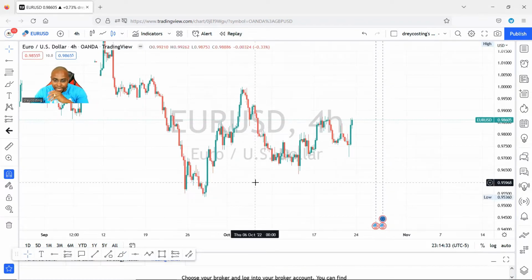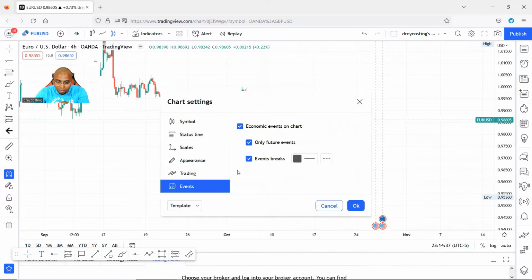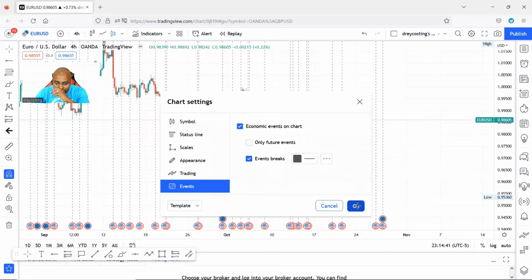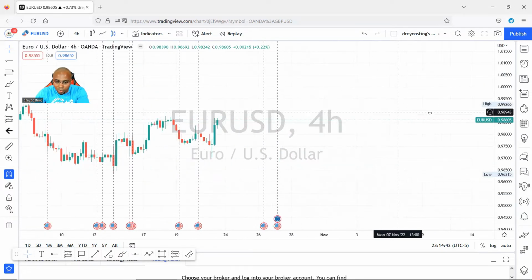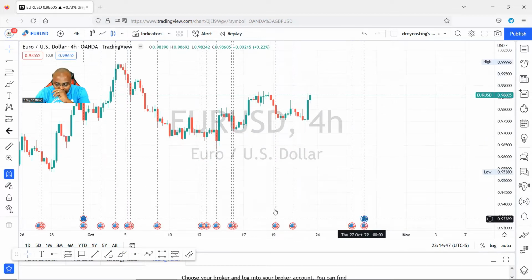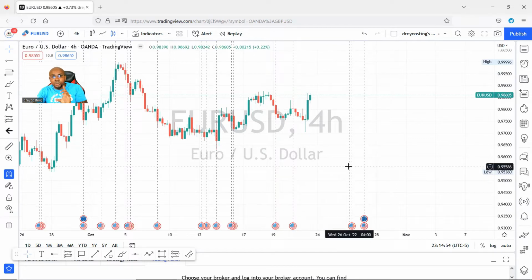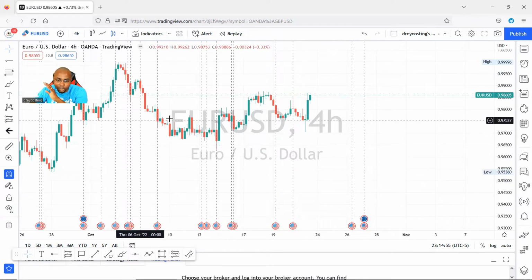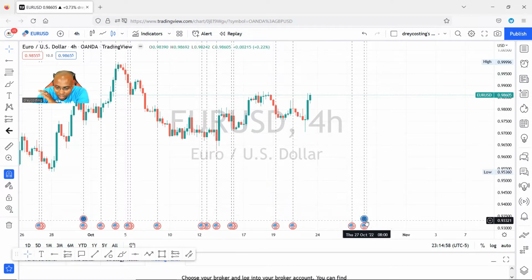Being that we are doing a demonstration, let's bring up the past ones so I can show you guys how this works. Firstly, the news events that pop up will be in relation to the pair that you're trading. So we are trading EUR/USD. This is the Euro flag, this is the US flag.